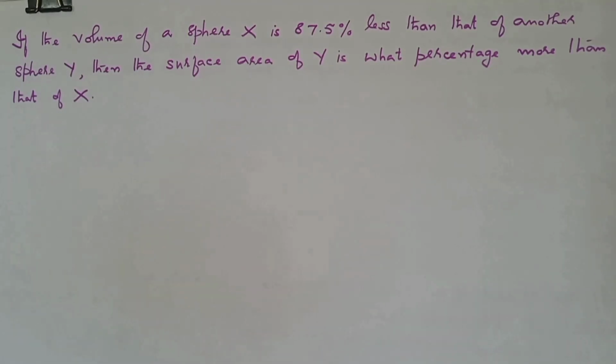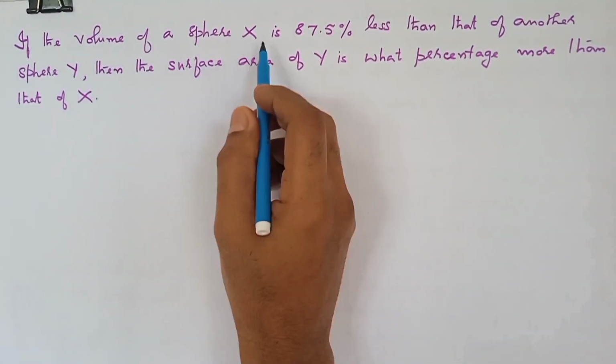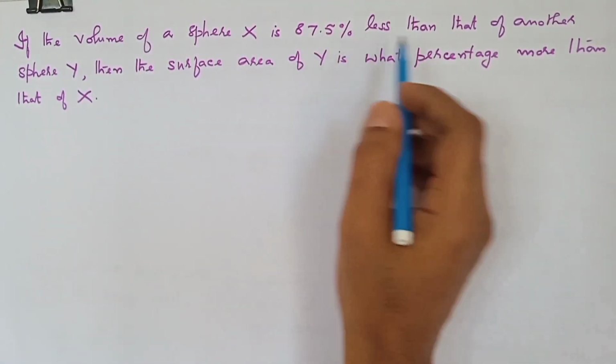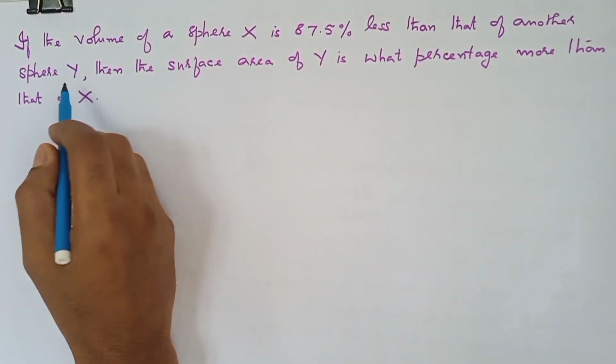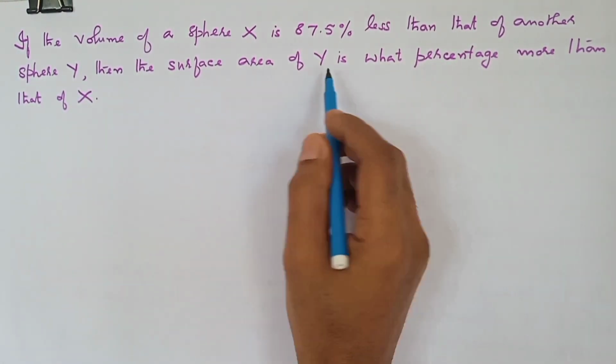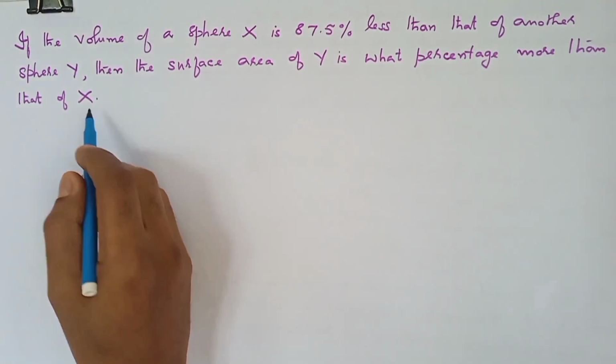In today's session, I will take you through some harder problems in percentage. The question is this: if the volume of a sphere X is 87.5% less than that of another sphere Y, then the surface area of Y is what percentage more than that of X?